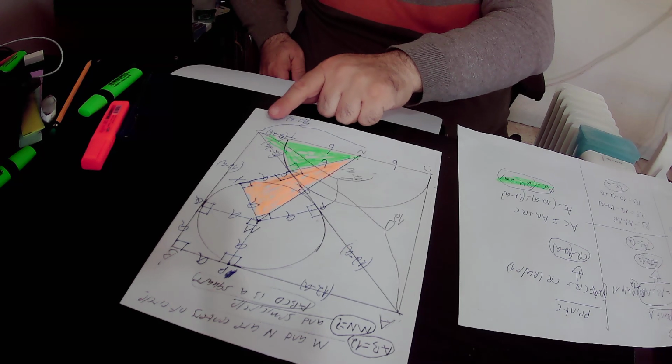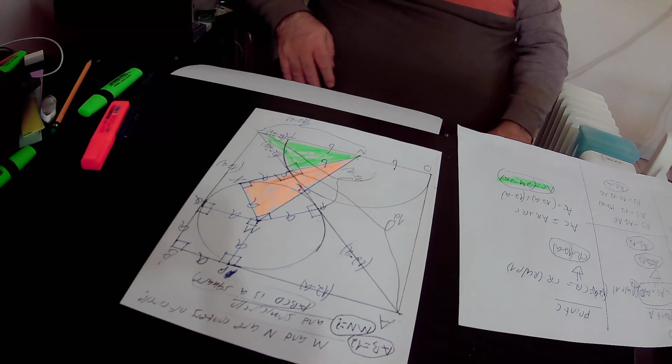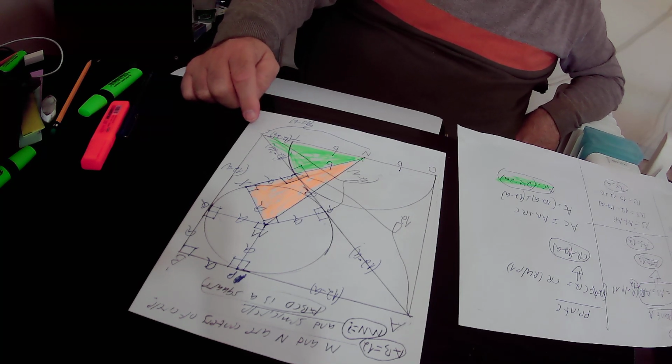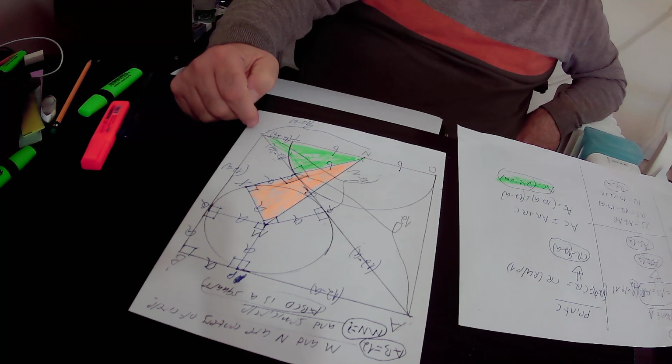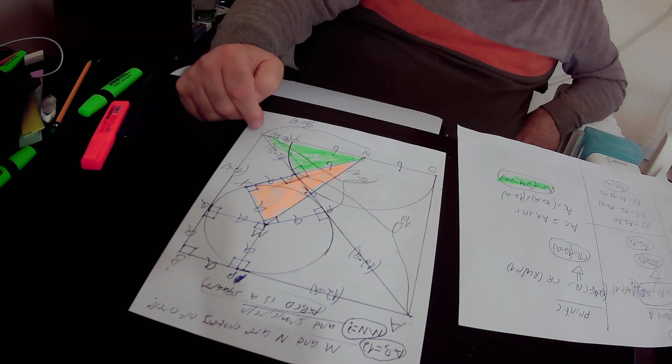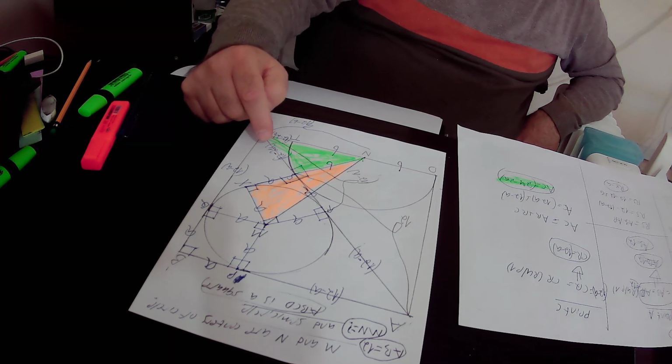Then we focus on point C. From point C, the external point C, we have two tangents to this circle. Tangent CQ and tangent CR.